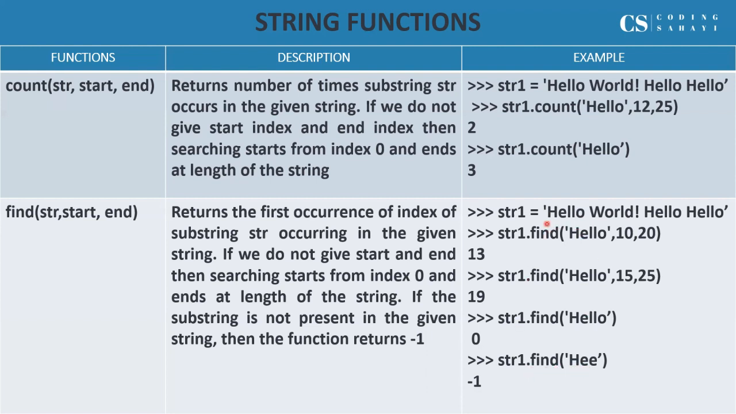Is "he" present in this sentence? No, there is no "he" here, so it is returning -1. That means the particular string which we are searching is not present in this sentence. When you are executing the find function and the particular string is not present in the sentence, then it returns -1. So let's see the working of the count and find functions.